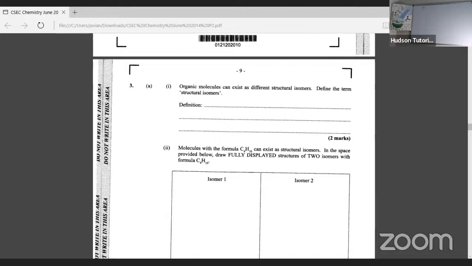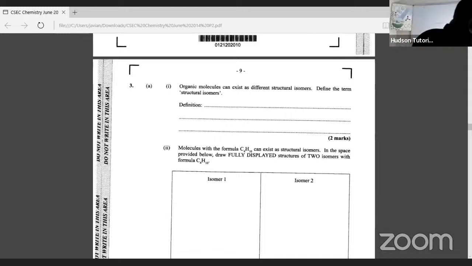structural formula. A structural isomer is a molecule that has the same molecular formula, meaning that the number of carbons and the number of hydrogens is the same, but the overall arrangement and orientation is different. For example, one can be in a straight line, one can be here, one can be up here. But at the same time, they all have the same number of carbons and hydrogen.